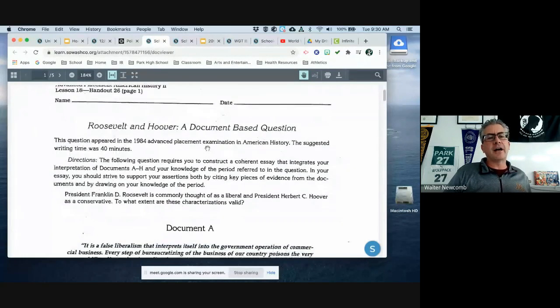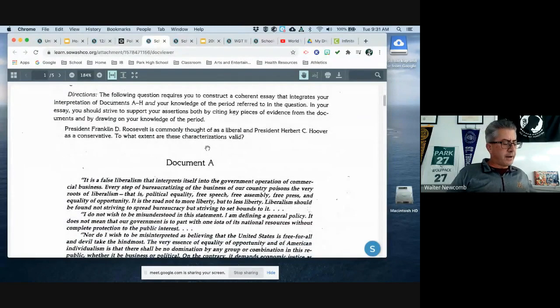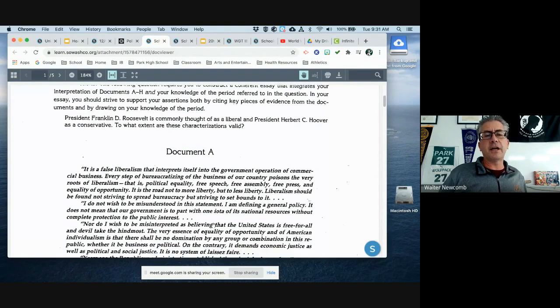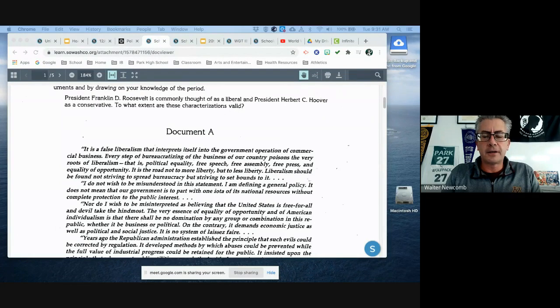Okay, so looking at these documents that you see here, you have a variety of them. You should have 1, 2, 3, 4, 5, 6, 7, 8. You have 8 documents. And like I said, I'm going to go through and tell you which document goes with which president. Document A goes with Hoover, and it gives his views on liberal and conservative ideas.